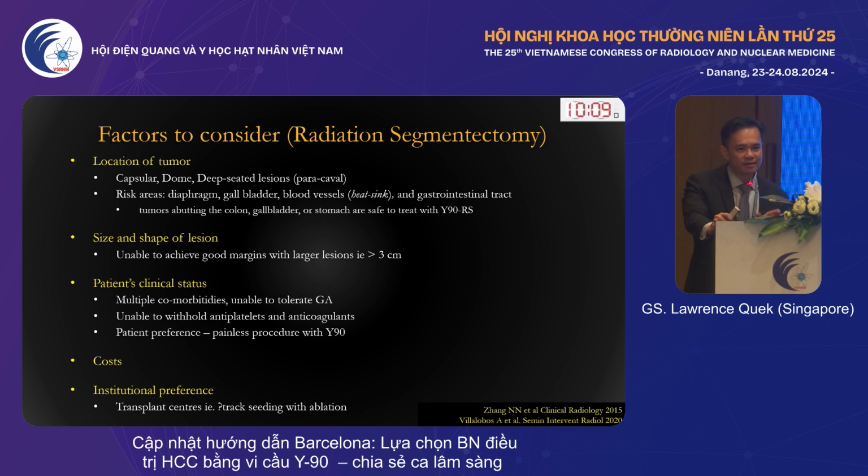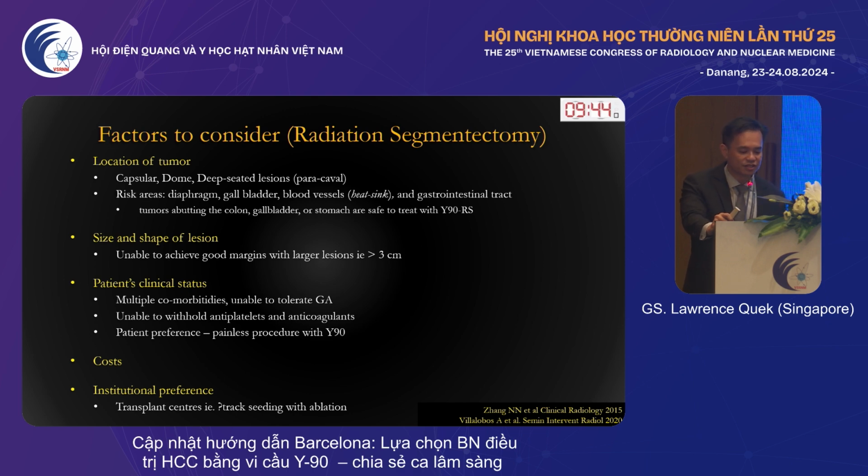You really do want to get up to 1 centimeter around the tumor of normal liver when you do your ablation to ensure that you don't come back with a recurrence. Now, with Y90 delivery near the diaphragm, gallbladder, blood vessels, and even the gastrointestinal tract, at the end of the day, it's actually relatively safe. Even if you give a high dose, you're not going to affect the adjacent organ that much.